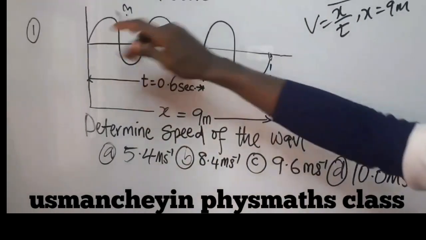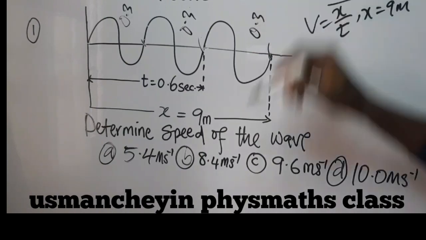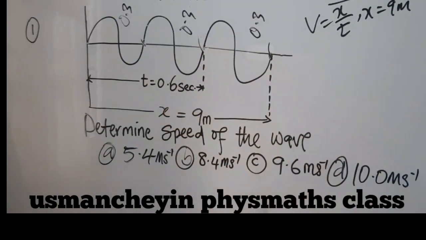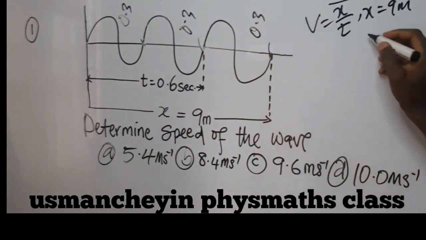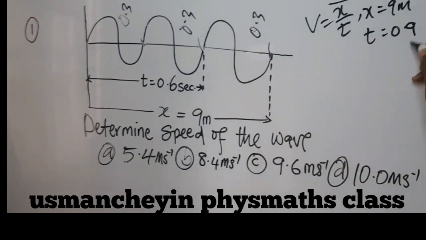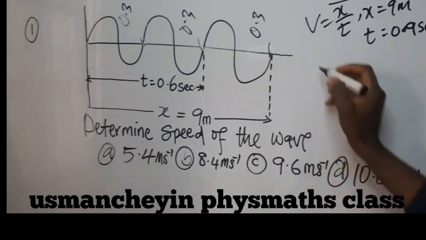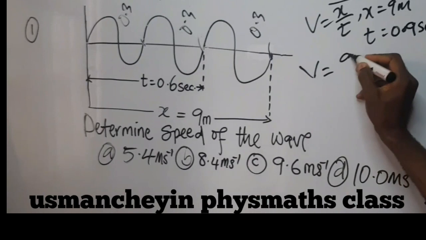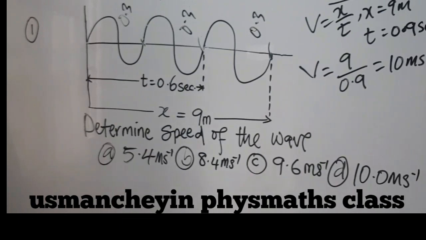So we have 0.3, then another 0.3, then lastly another 0.3. It means that the total time here is 0.9 by summing 0.3 plus 0.3 plus 0.3. So our time t would be 0.9 seconds. Okay, so if that is true, our speed v will now be equal to 9 all over 0.9, and this is going to give us 10 meters per second, and that is going to be our final answer. If you check the options here, you find out that option D is the correct option.